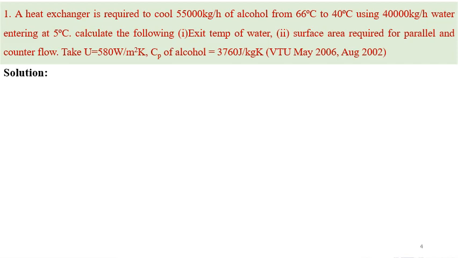Okay, so here we can make sure that three temperatures are given, and the mass flow rates of the hot fluid and cold fluid are given. And apart from this, they have given the overall heat transfer coefficient, U is equal to 580 watt per meter square Kelvin. Also Cp of alcohol is given as 3760 joule per kg Kelvin, and that is the hot fluid. The cold fluid is water, so we can make sure that the Cp of water is 4180 joule per kg Kelvin.